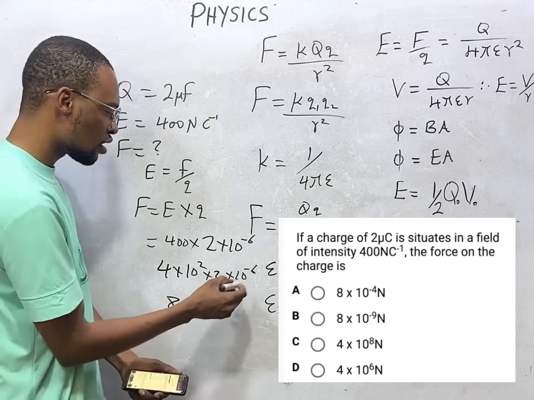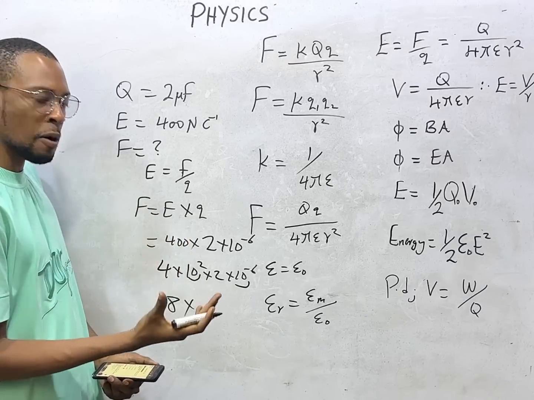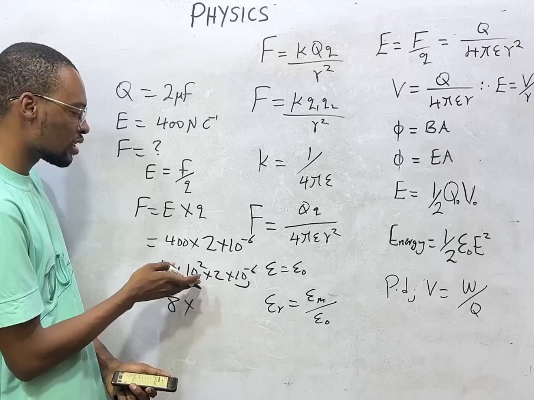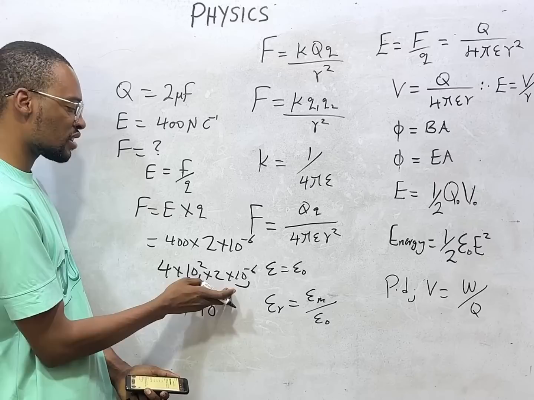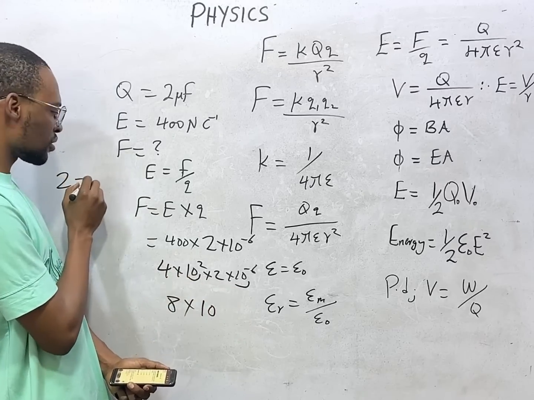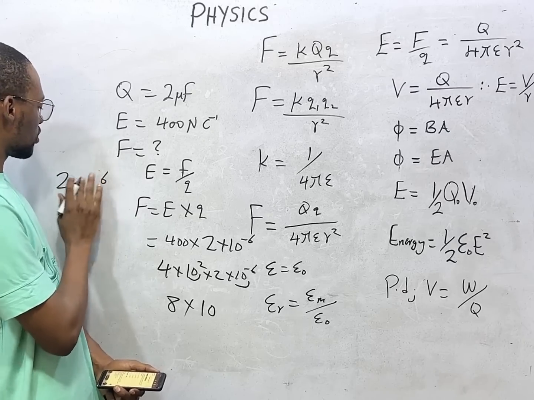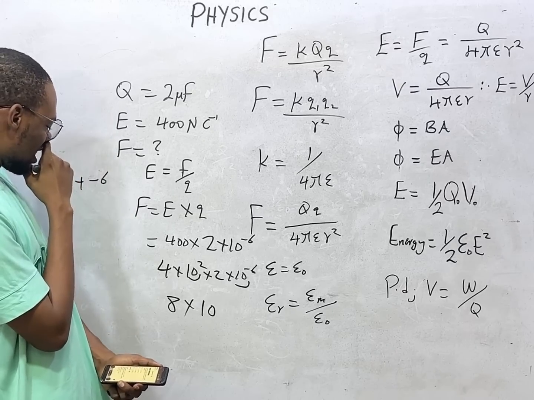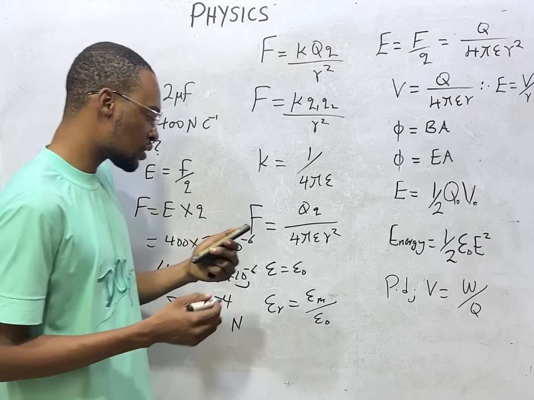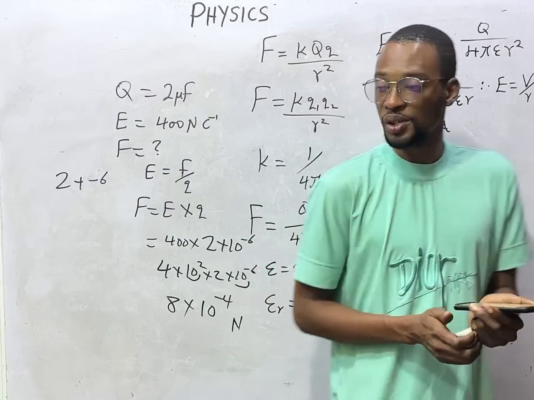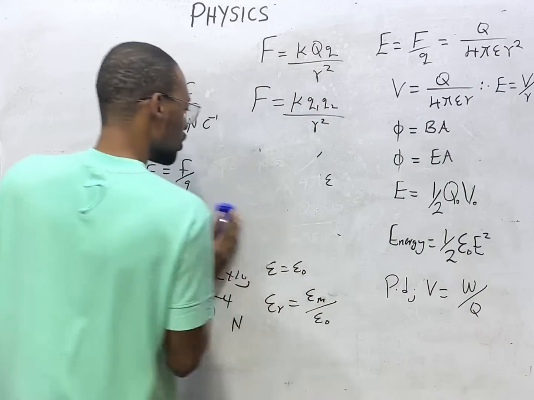In indices, when two bases are the same and you are multiplying, you simply add the powers. So we pick 10 to the power of minus 6 and 10 to the power of 2. We pick one of the bases, we add the powers since they are multiplying. So 2 plus minus 6, that will simply be minus 4. Force is in Newton. So that will simply be 8 times 10 to the power of minus 4 Newton. That is the force, and option A is the correct option.